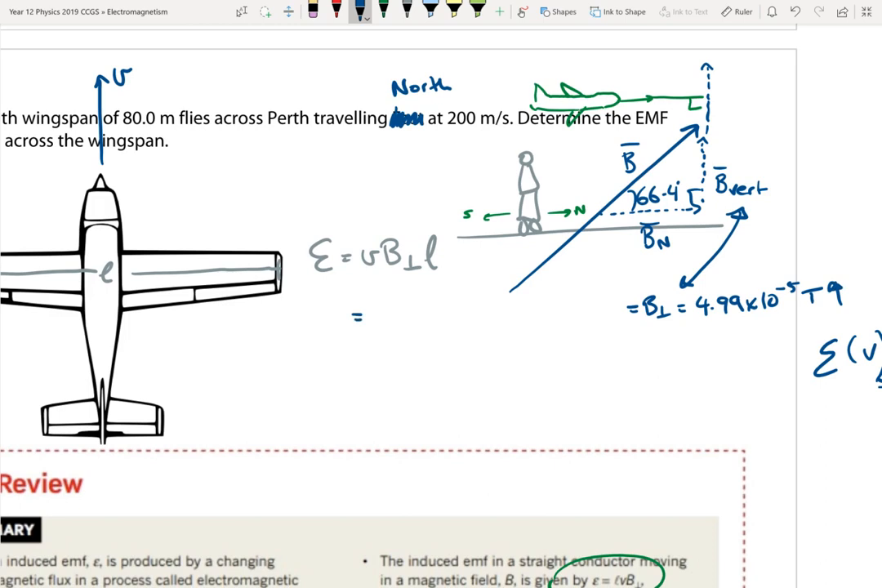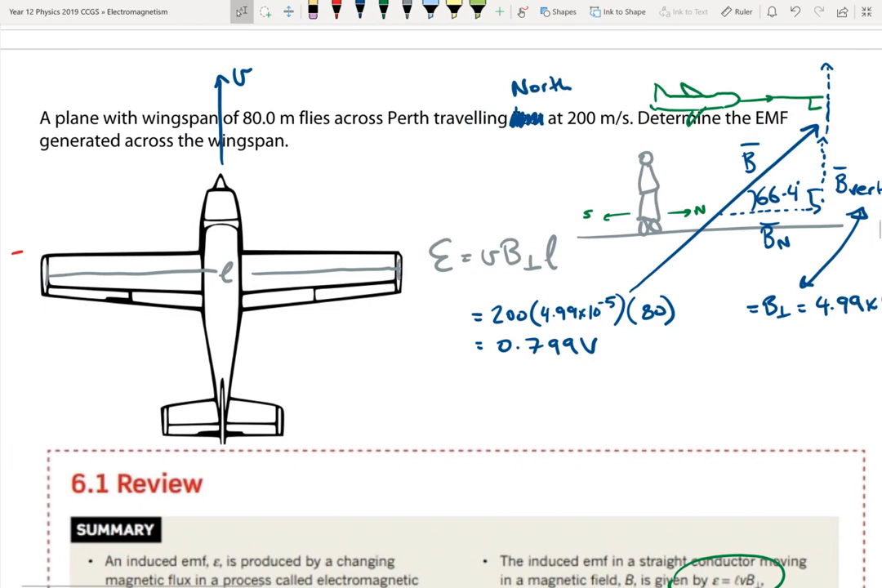Sweet. Then all we need to do, throw everything together. V times B times L, and we get 0.799 volts of electrical potential. That's the magnitude.